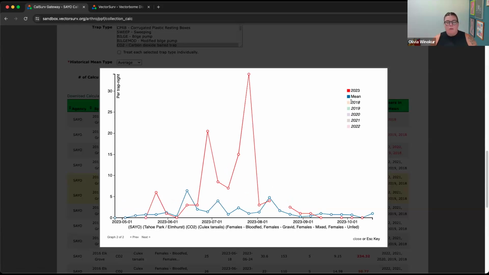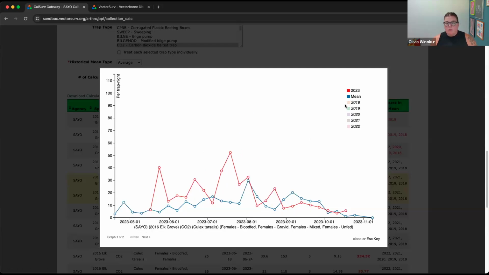On these visualizations, you can also click on and off other years. I'm going to go back to where there's probably more data. You can turn on and off previous years. So if I just want to see 2023 versus what happened in 2022, I can just turn on those 2 years. Whatever is most useful for you.